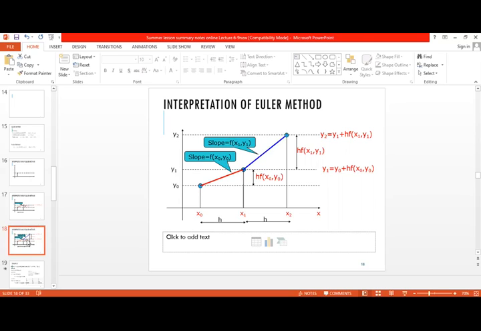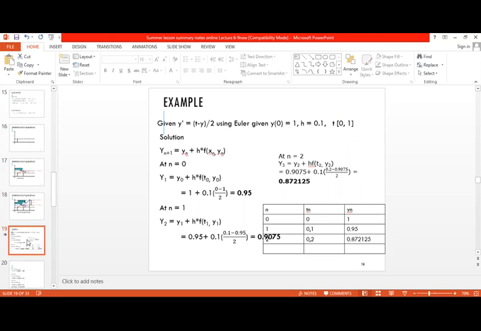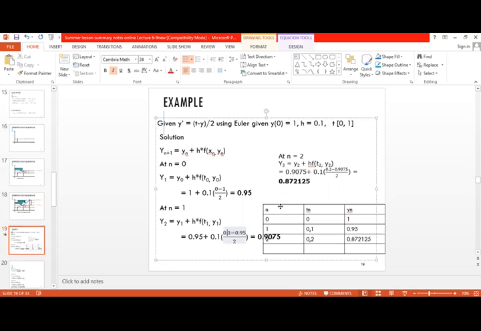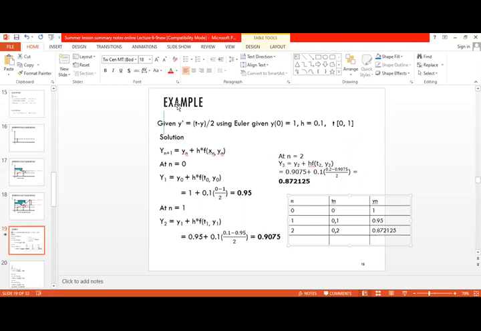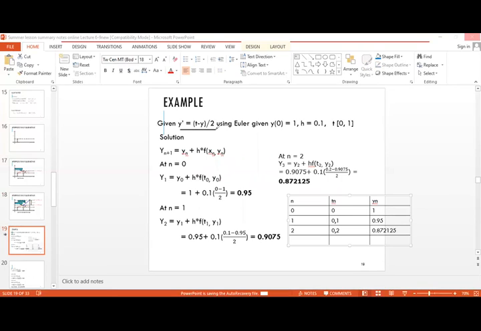Now let's move on. So we have an example here, which says that we are to find, given that the first derivative y bar is equal to t minus y over 2, use Euler's method to find the solution to the system, given that y at x naught is equal to 1, and then the step size h is 0.1, over the interval t from 0 to 1.